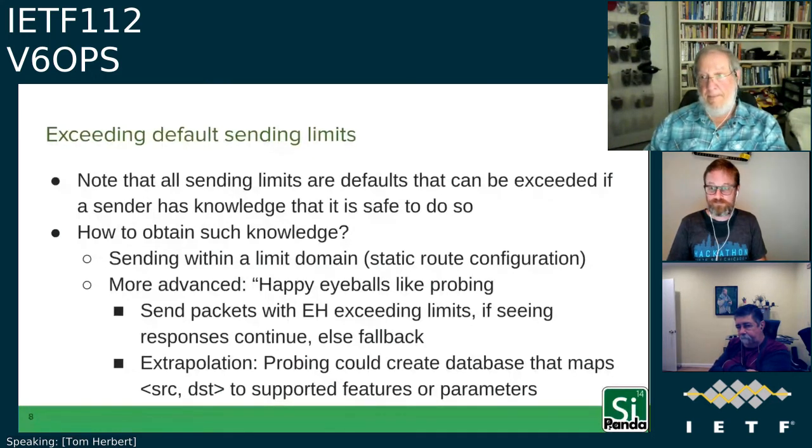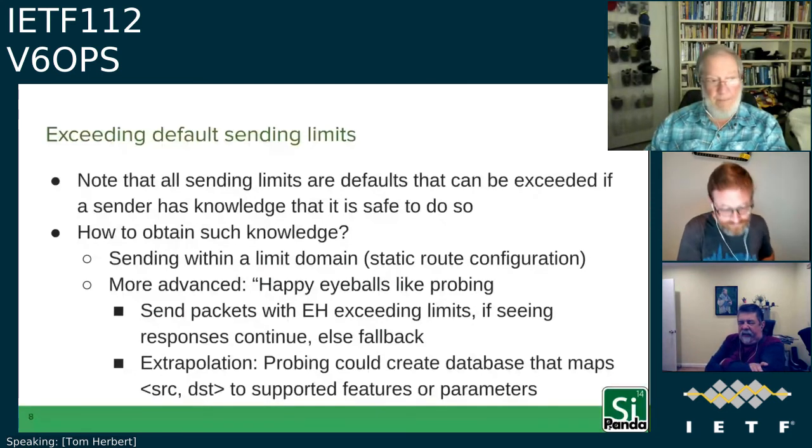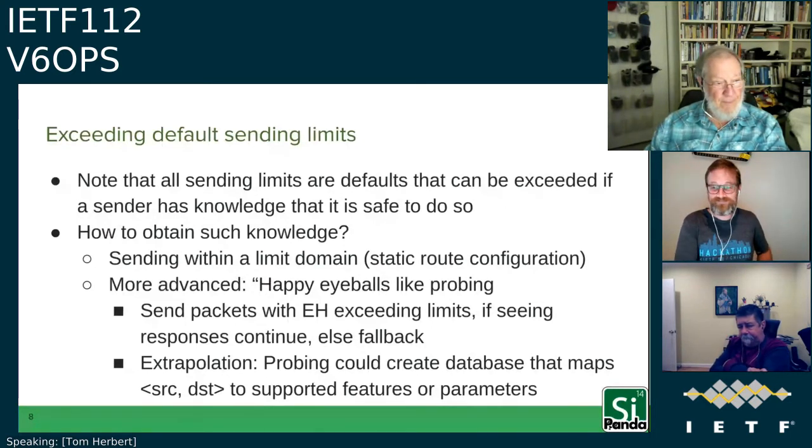The obvious one is if we're sending within a limited domain, we would know this information. So static configuration. This is probably going to be the most prevalent use case for hop-by-hop options anyways. That seems like it should work pretty well. More advanced, we could do some sort of probing similar to Happy Eyeballs. So the idea would be send packets exceeding the limits. If you see responses come back, it's fine. If not, fall back and send packets that don't exceed the limits.